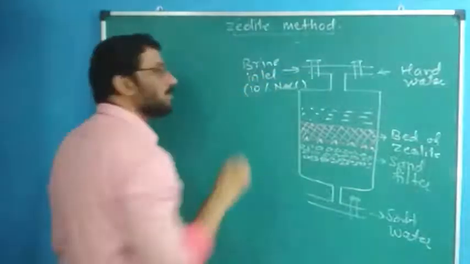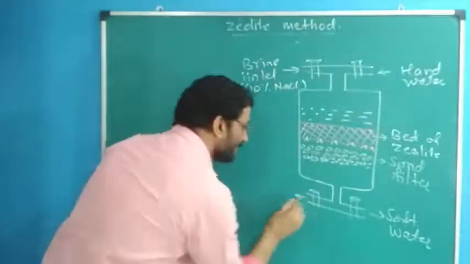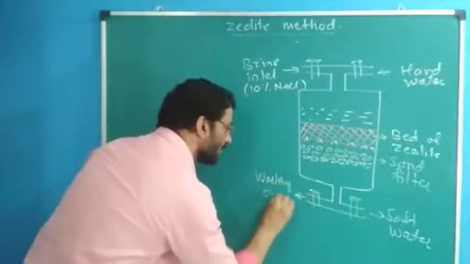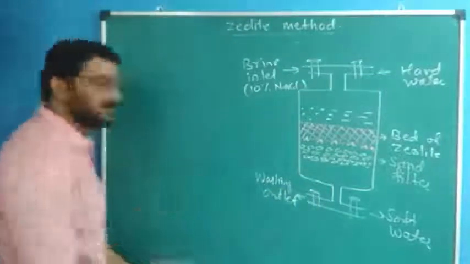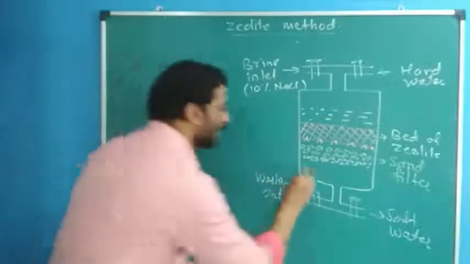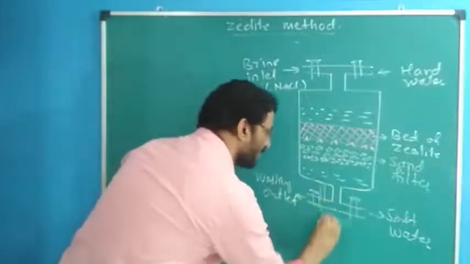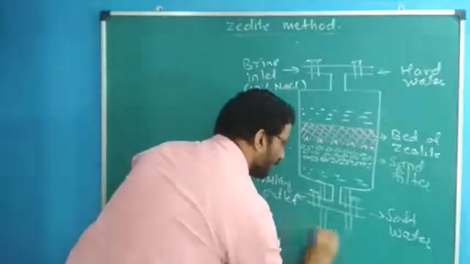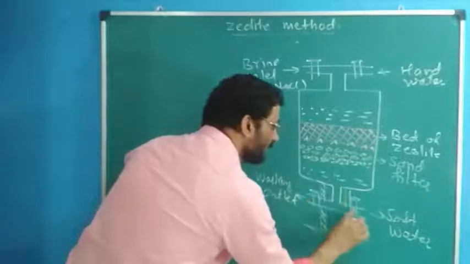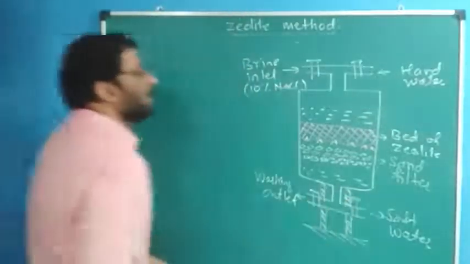What is it for? For regeneration of the bed. In the regeneration reaction we will get washings, so this is called the washing outlet. Through that outlet we can remove the washings. This is a simple diagram. If required, you can show the stand like this and close it. Draw the proper diagram, maybe like this. This is a rough diagram of the plant.